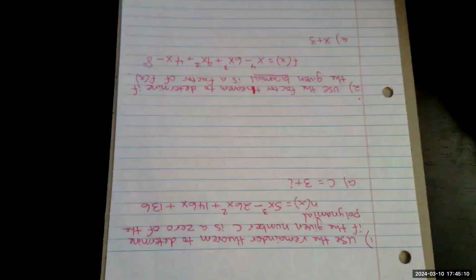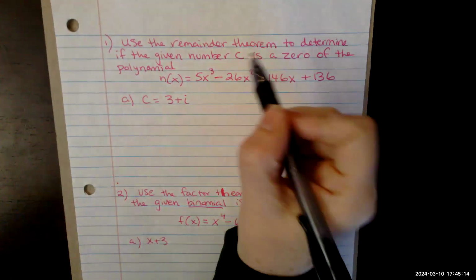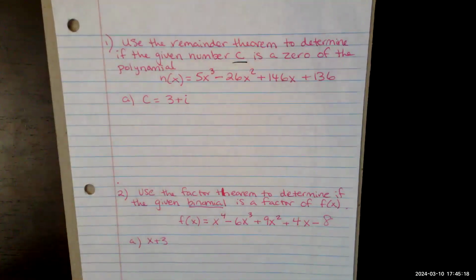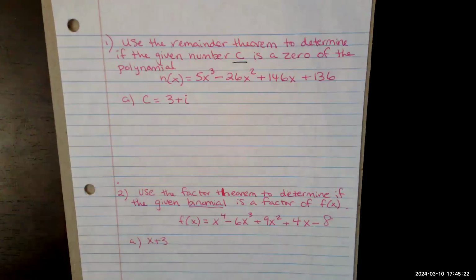Okay, here's a little more about 2.3 using the remainder theorem. These are just two of the last questions, I think, on the homework. So the first one is, it's asking you to use the remainder theorem to determine if the given number C is a zero of the polynomial. So we want to know if something is a zero.